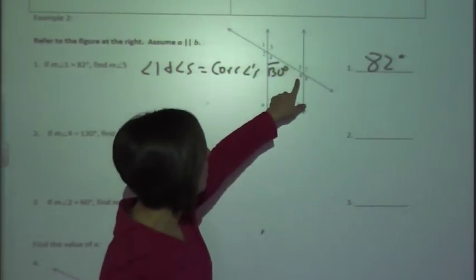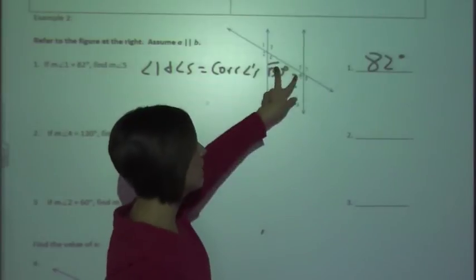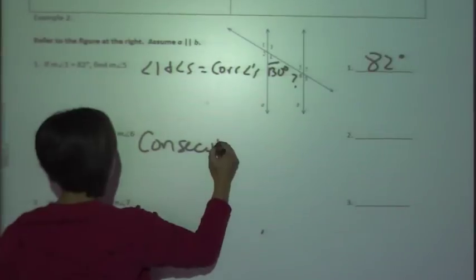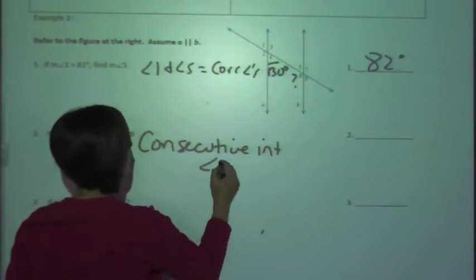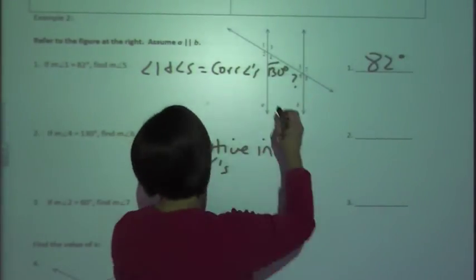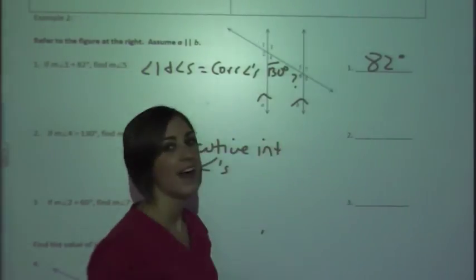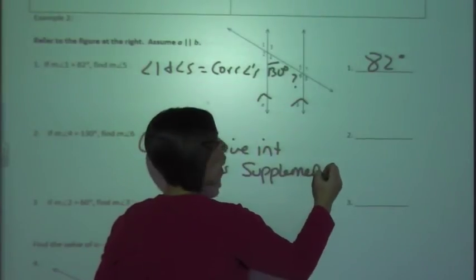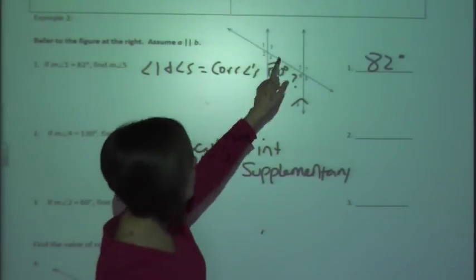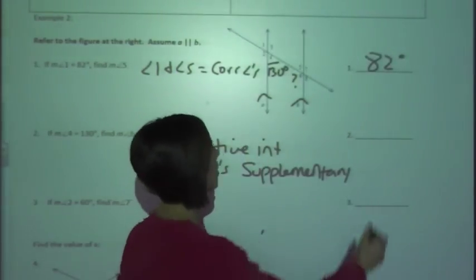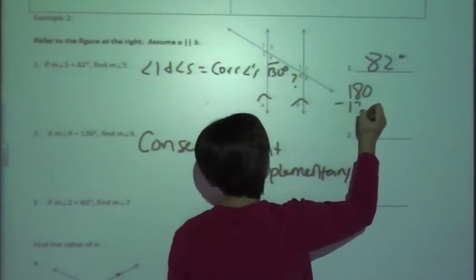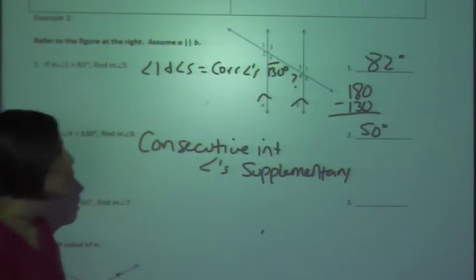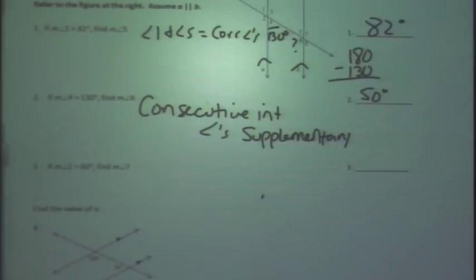Then the measure of angle 6, well, let's identify the angle pair. Those are consecutive interior angles. And when consecutive interior angles are formed by parallel lines, which it says A was parallel to B, then consecutive interior angles are supplementary, not congruent. So if angle 4 is 130, and these two are supplementary, then we take 180, subtract that 130, and we'll get 50. Next example, pause your video.